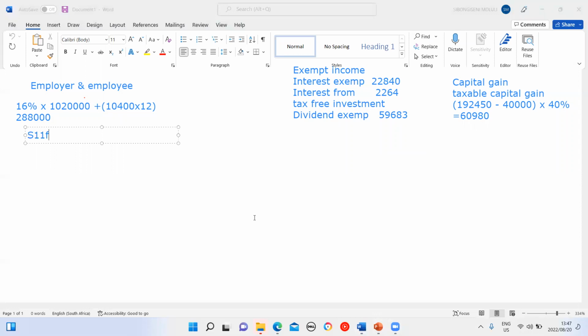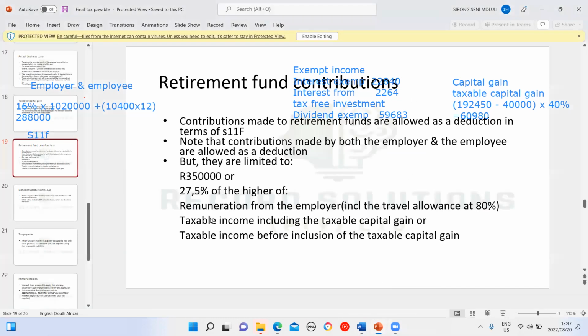I just want you to understand this, because the rest are self-explanatory. This remuneration is from the employer and it's all the amounts from the employer. Then you just include the travel allowance at 80%, and that's the amount that you'll multiply by 27.5%. The rest are self-explanatory. So let me continue.